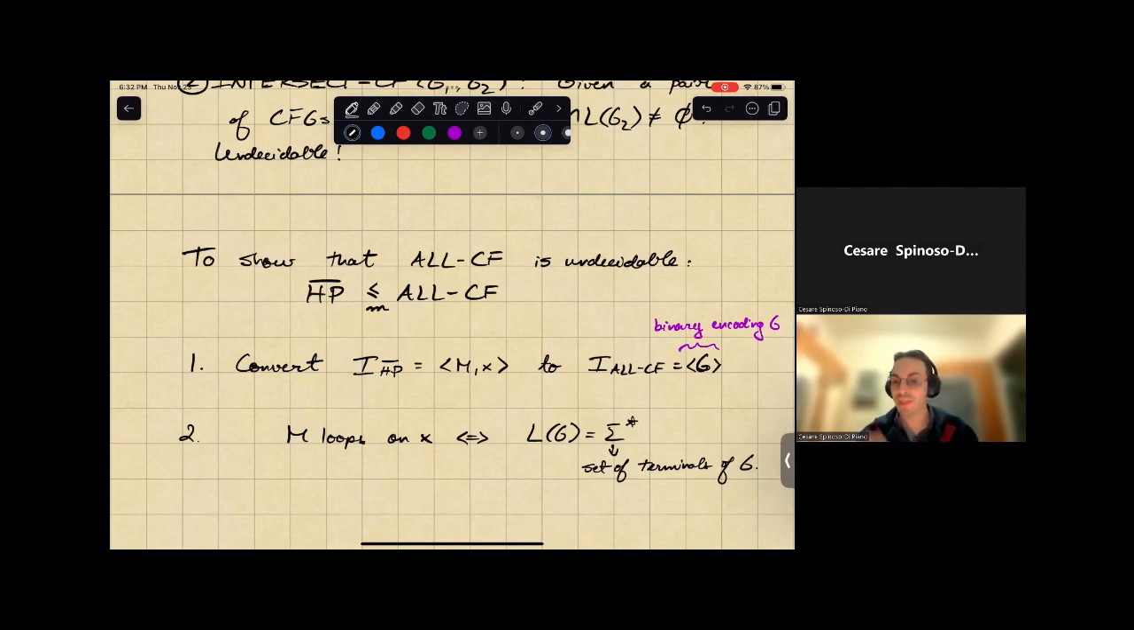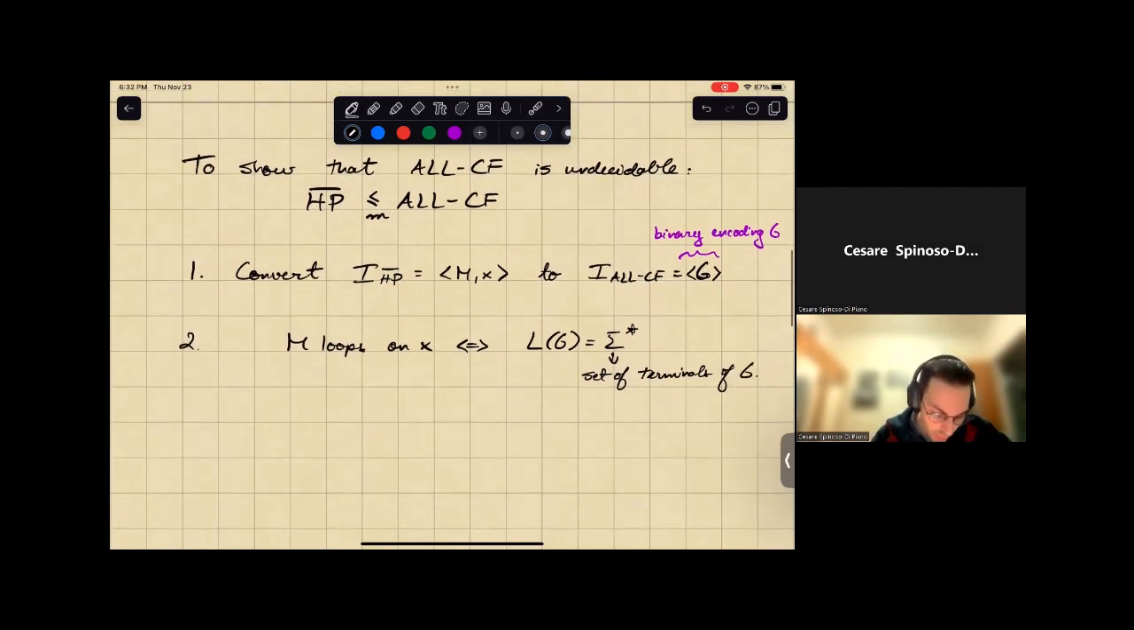Okay, so this is the beginning of the slightly more difficult mapping reductions, because now we have to do a bit more gymnastics to make, in this case, a context-free grammar G, which when the all CF solver says yes, means that M was looping on X, and when the all CF solver said no, meant that M was not looping on X. In other words, it halted on X. Okay, and so the question is, well, what could G possibly be?